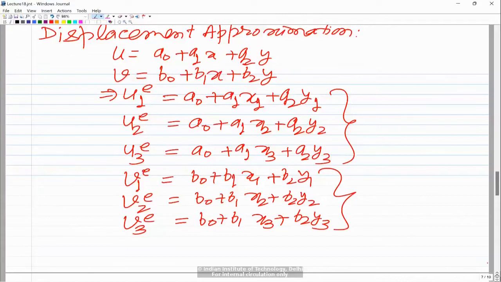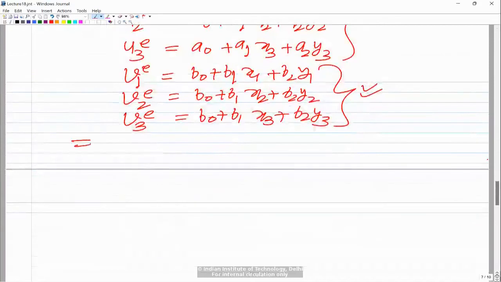So now if I call these two equations, this as, let us say, equation 2. So now if we express A0, A1, A2 in terms of U1, U2 and U3 by solving these equations, and B0, B1, B2 in terms of V1, V2, V3 by solving these equations. So similar to what we did for the heat conduction problem, you would be able to write finally that, so by essentially, let me write the steps, I think that would be better.